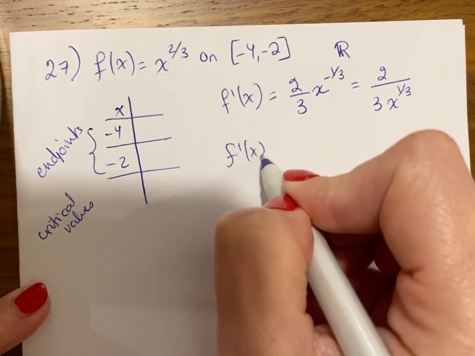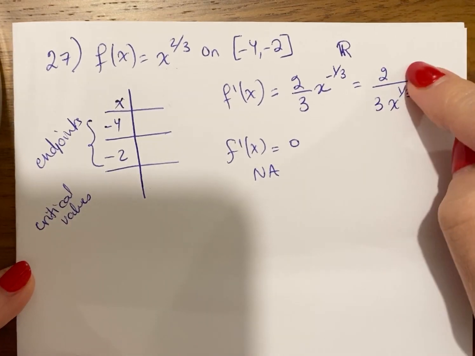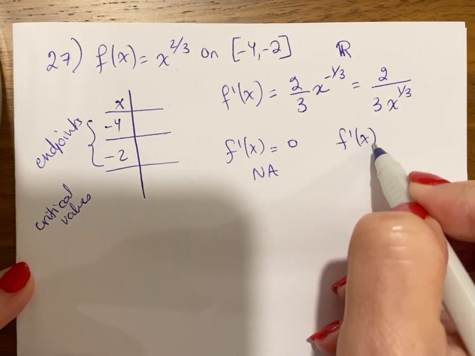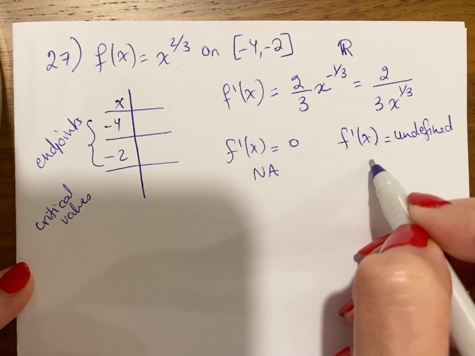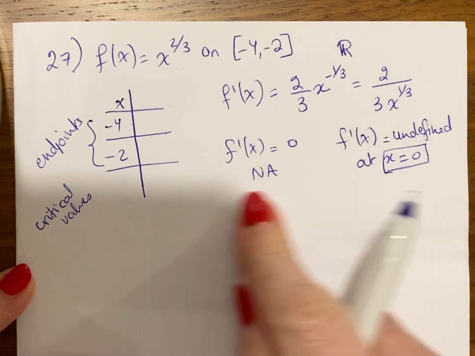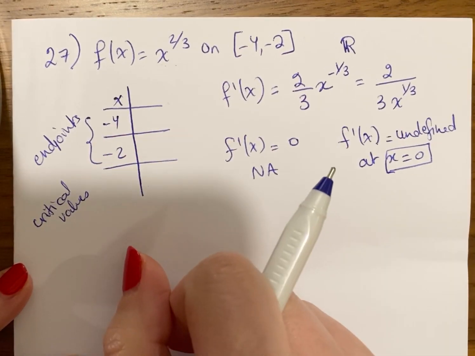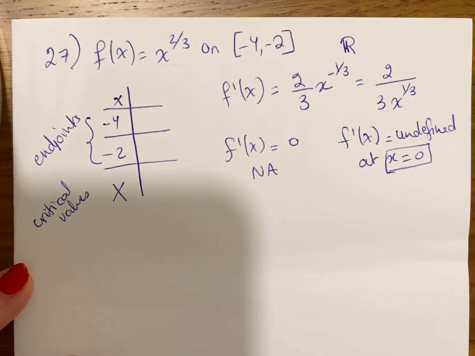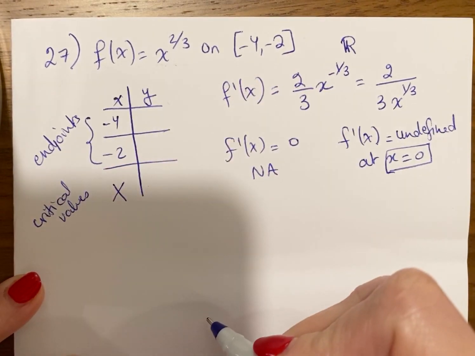When is this function equal to 0? Never, because a fraction is equal to 0 when the numerator is equal to 0, which is here not applicable. When is this undefined? At x equals 0. But x equals 0 is not in the interval from -4 to -2 that I'm working with. So do we have any critical values that I will take into consideration? No.